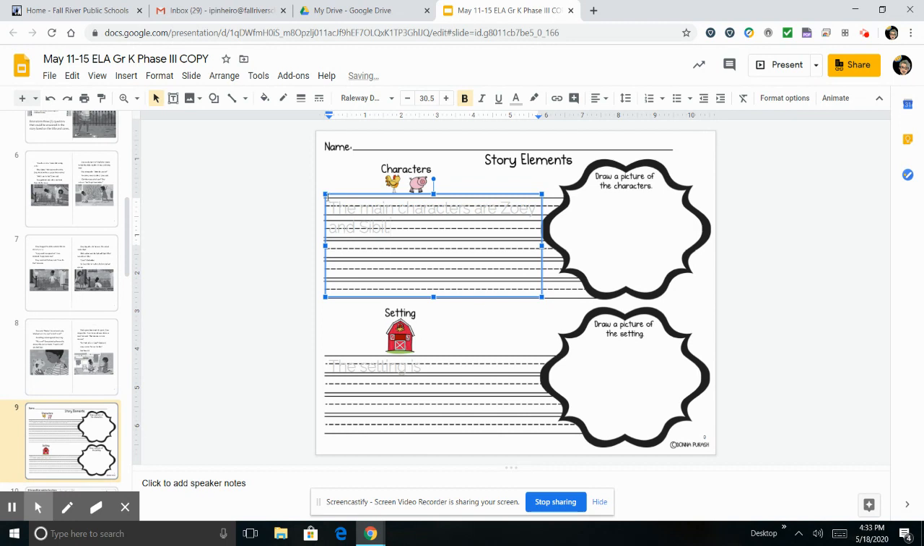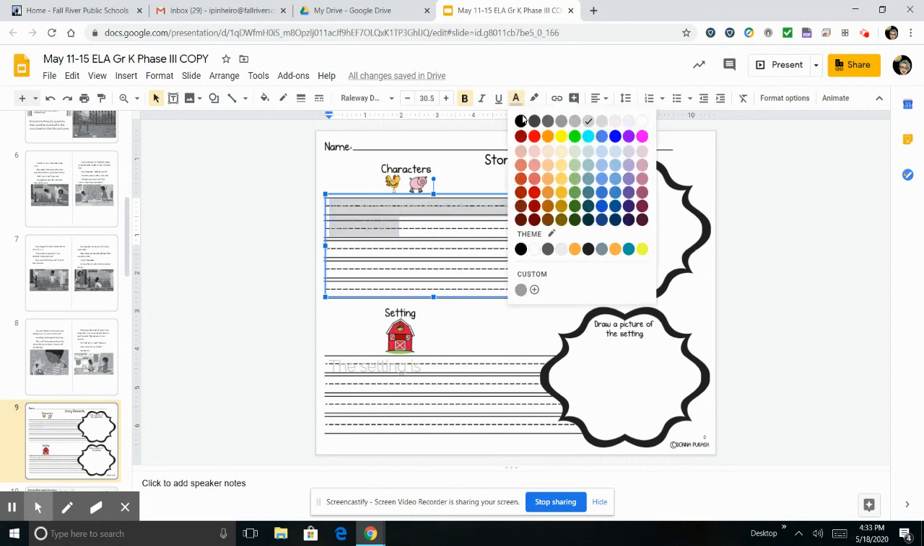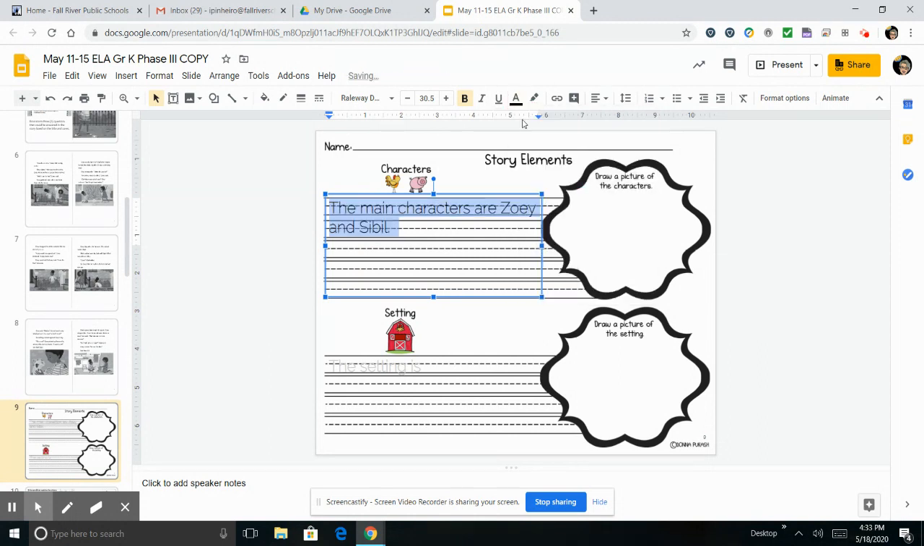Zoe and Sybil. And I think that you can make these darker so that you can see them. Miss Pineda will make them darker on her page. Okay, and then the next one is the setting. I'm going to make them darker again so that you can see it. The setting is, so where were they? They were outside and inside the house.